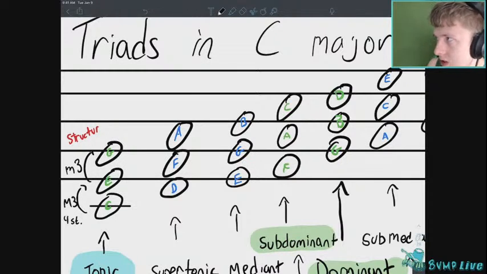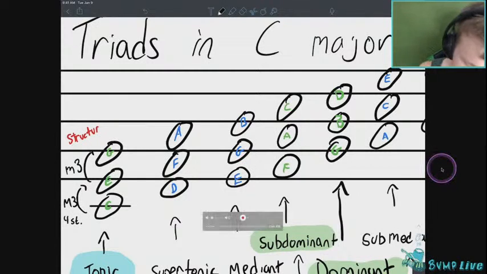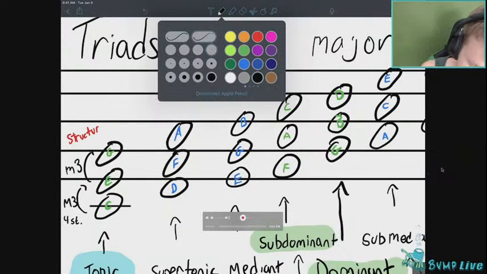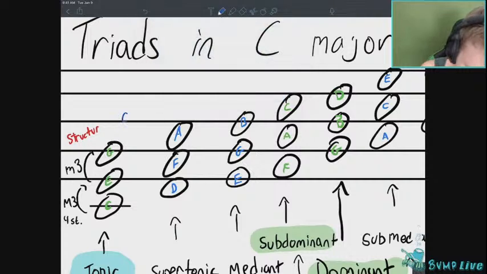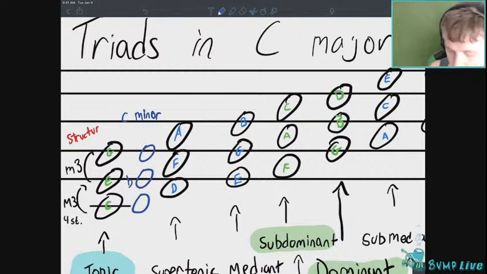And additionally, whatever quality of the scale you're using, the tonic chord is going to be the same quality as the scale. So if you were using a C minor scale, your first tonic chord, your home chord, would be C, E flat, G. Let me just draw this out. If you were in C minor, it would be C, E flat, G. And that would be your tonic.